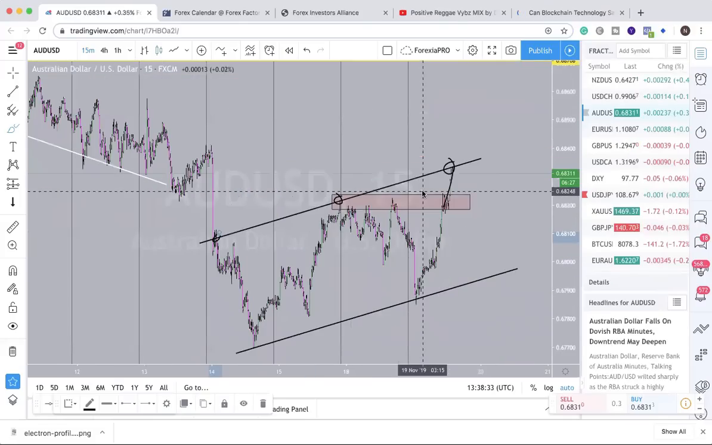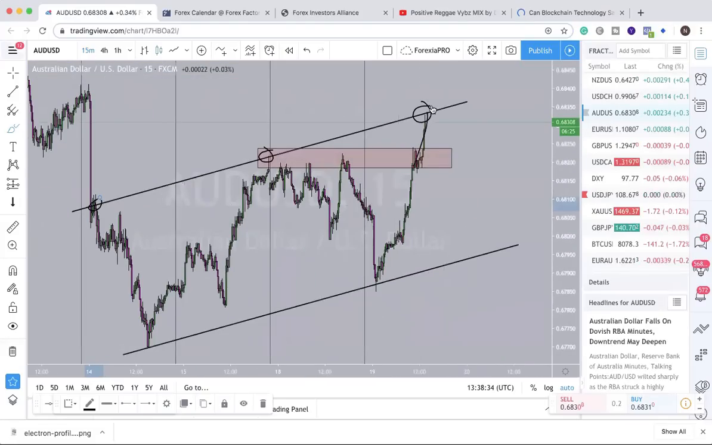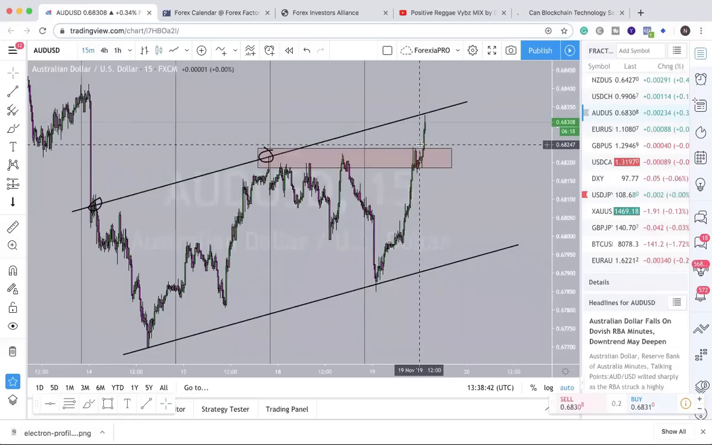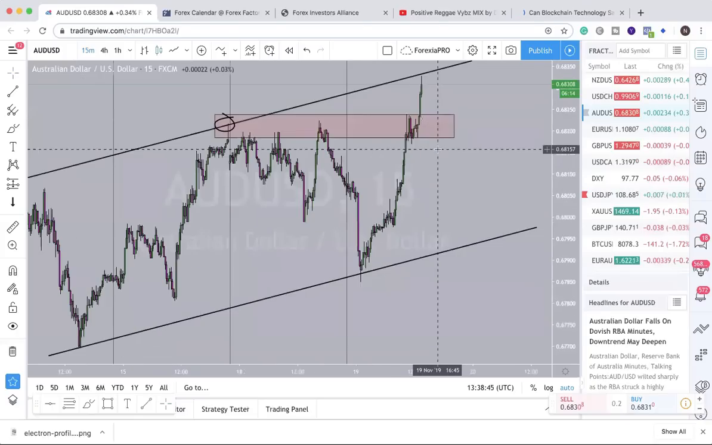So I'm just kind of calling out things I see. I'm not saying it's a trade. I'm not saying it's a buy or a sell, you guys. Just kind of speaking my mind so that you guys can understand more of the confirmations that I use.